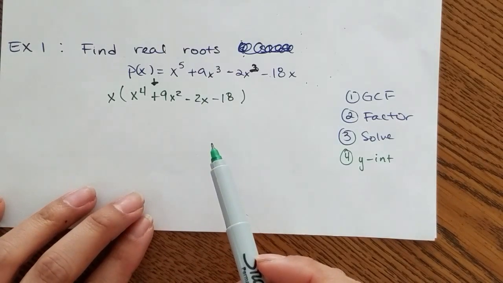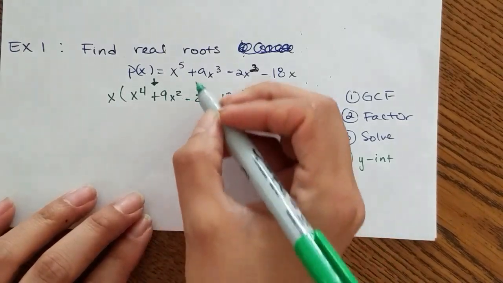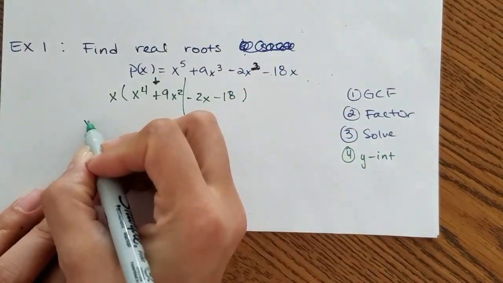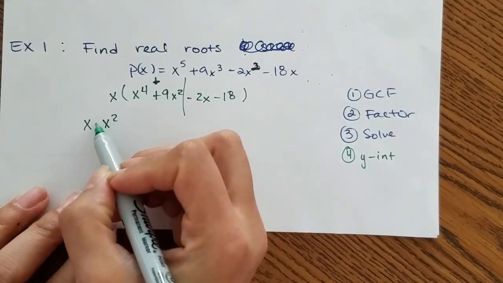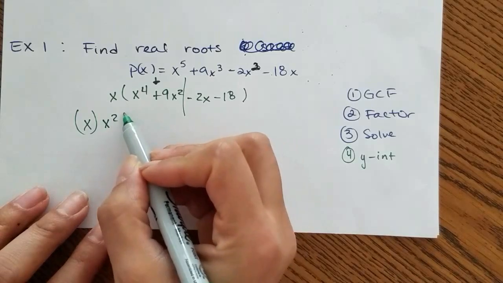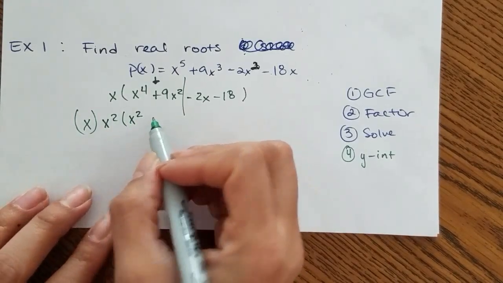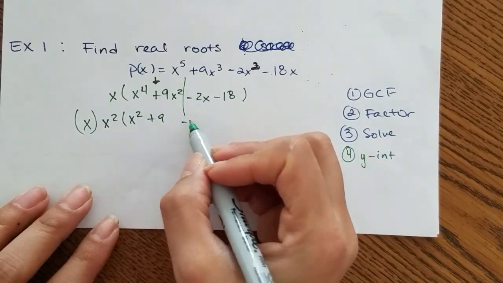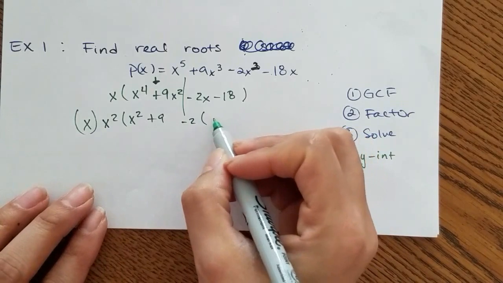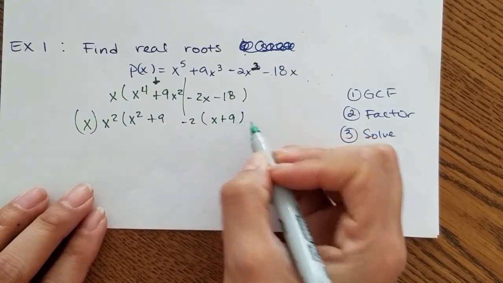So if we were to factor it, let's factor it by grouping. So I'm going to cut it in half. I still have this x out here on the outside. From here, I'm going to pull out an x squared, and I'm left with x squared, no, this isn't going to work out, plus 9. And here, if I took out a negative 2, it would leave me x, minus, plus 9 here.